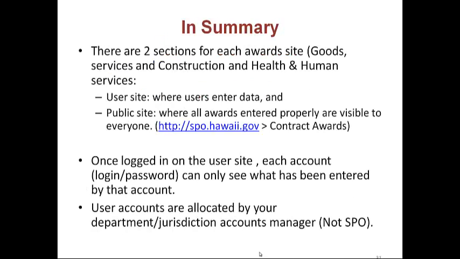In summary, there are just two sections for each award site, Good Services and Construction and Health and Human Services. The user site, where the users enter data, is different than the public site, where all awards entered properly are visible to everyone.